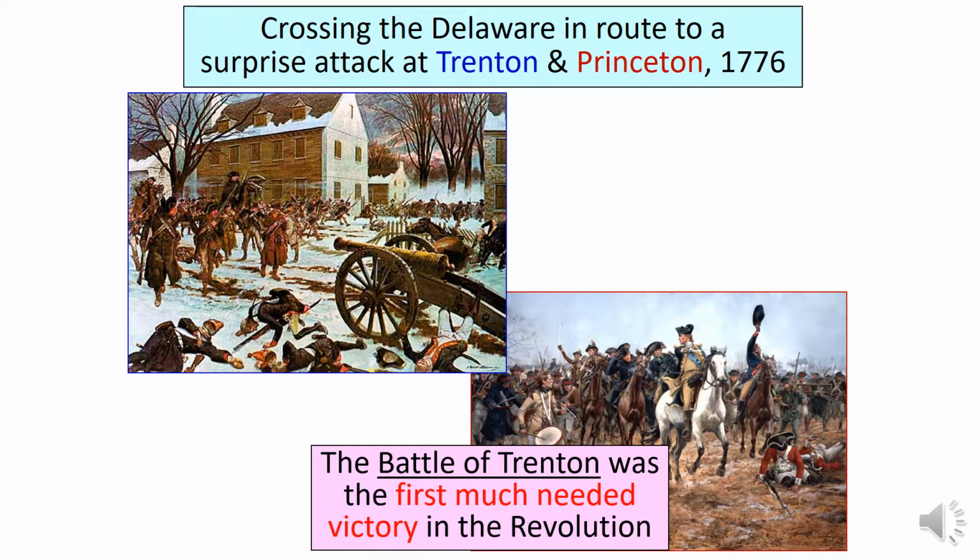All right, so the Battle of Trenton was the first much-needed victory in the Revolution. He's going to go on and march to Princeton, and after that time, Washington really became an American hero, and he could really do no wrong.